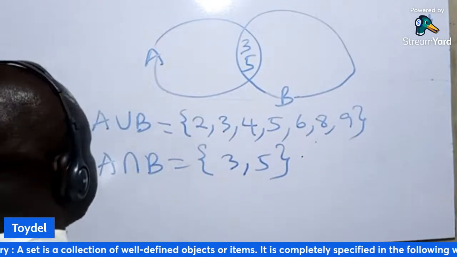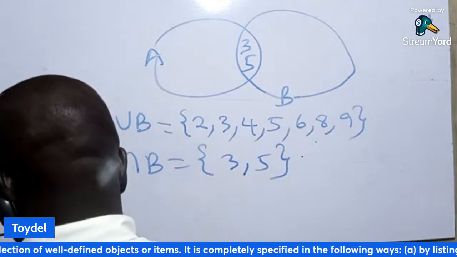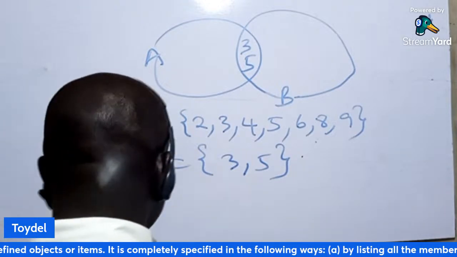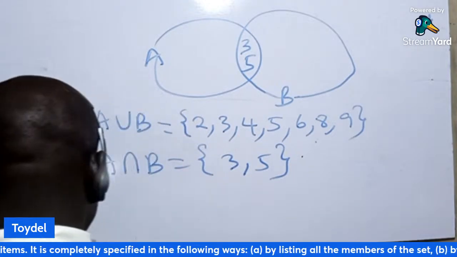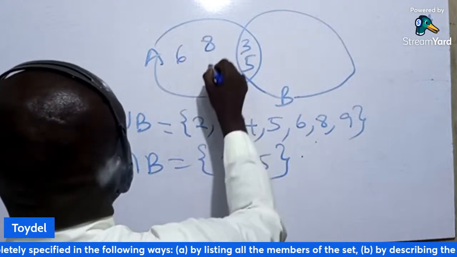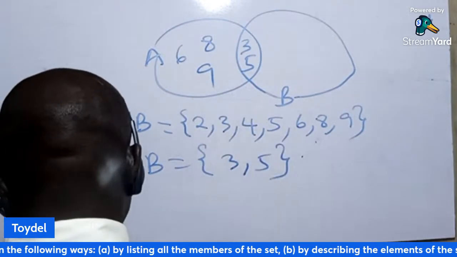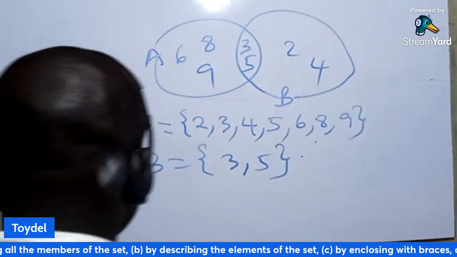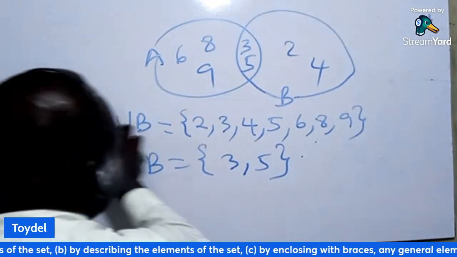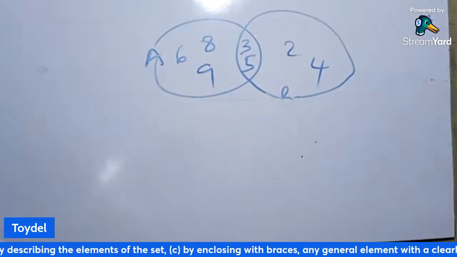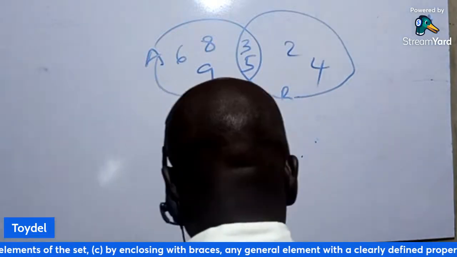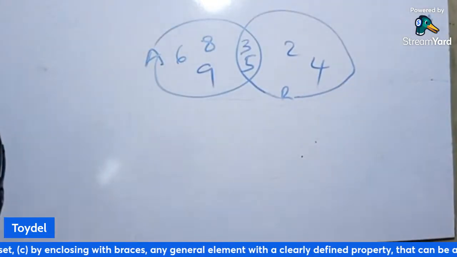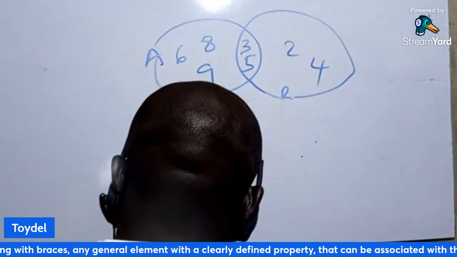Then what do we have left in A? In A, we have 3, 5, so we have 6, 8, 9 here. Then in B, what do we have left? 2 and 4. That is how we can represent that question in a Venn diagram, in diagrammatic form. Let me also give another example.